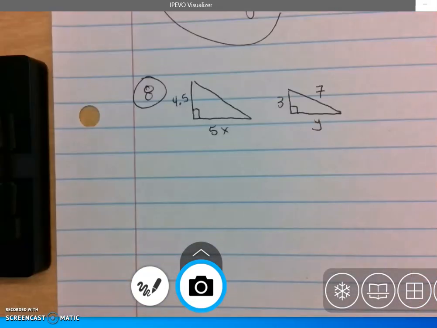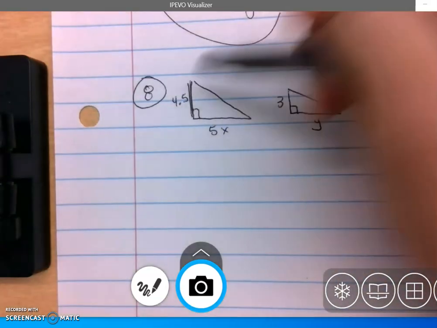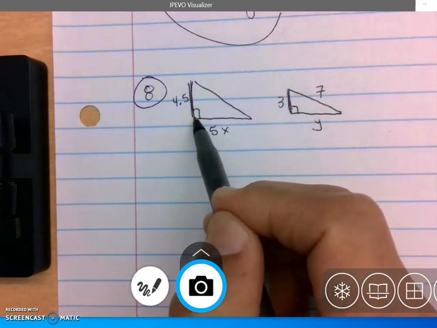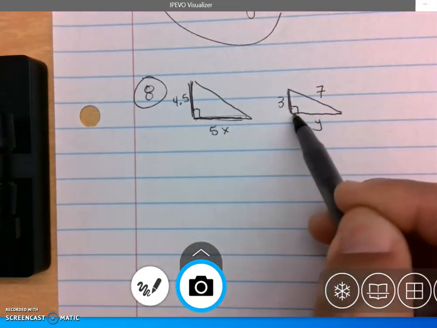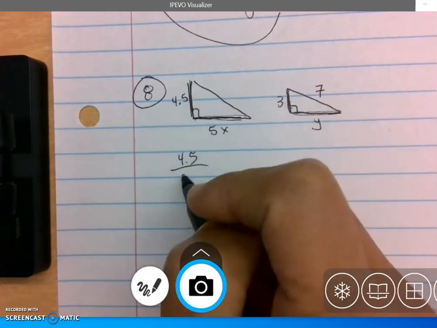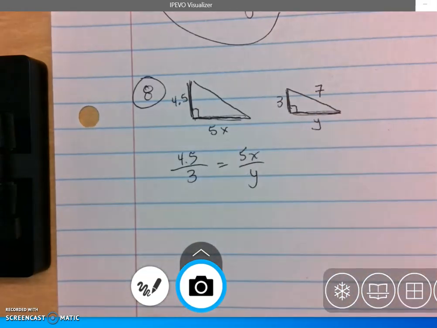All right, now we're going to take a look at number 8 here. We have both an x and a y. We see this 4.5, we see the 3, we can say 4.5 to 3, and then we can go bottom 5x to y. So 4.5 on the big triangle to 3 on the small triangle is 5x to y. That's kind of the setup.